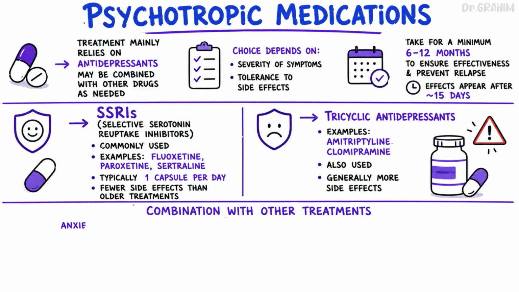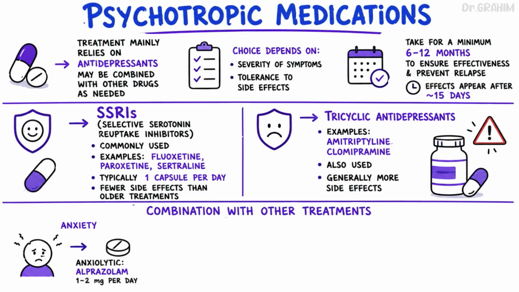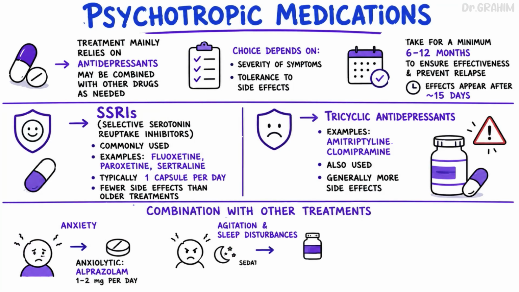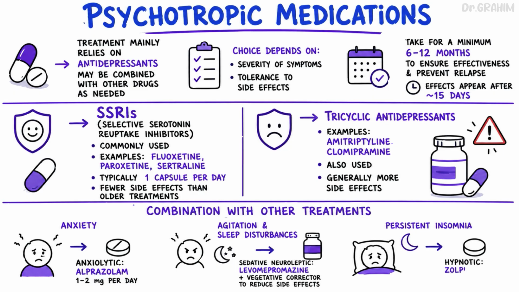In the cases of anxiety, anxiolytics like alprazolam are often prescribed at 1 to 2 milligrams per day. If agitation and sleep disturbances are associated, a sedative neuroleptic such as levomepromazine can be added, often with a vegetative corrector to reduce side effects. For persistent insomnia, a hypnotic like zolpidem can be taken at 1 to 2 tablets at bedtime.